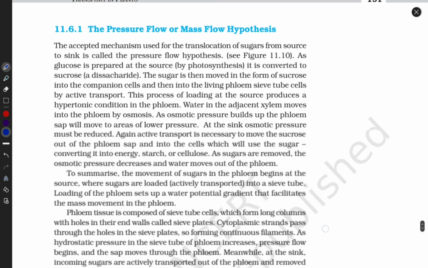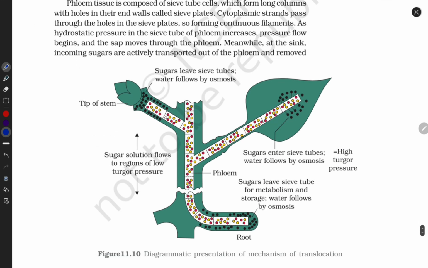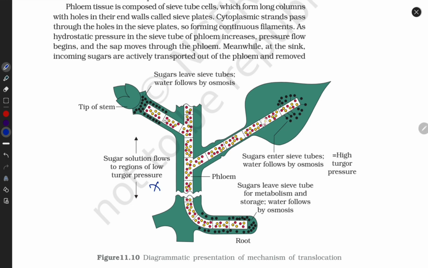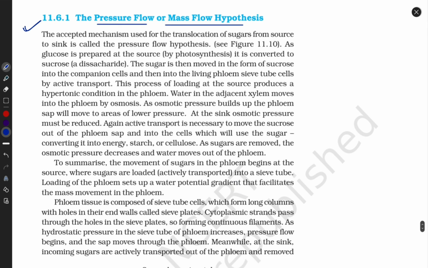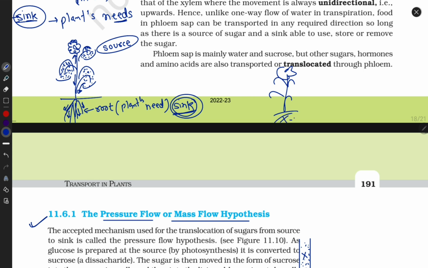Let's understand the next topic. There is a hypothesis, the pressure flow or mass flow hypothesis. You will understand it better by a diagram. Wait, I'll make it for you. Look at me, guys. We know there is xylem. What does xylem do? It has water, and it transports water and minerals throughout the plant. Here is a plant. This is the root, and at this time the root works as a sink. But if the plant body needs water, then the root works as a source because it has lots of water. And here the leaf works as a what? It works as a sink because the plant leaf can't make its own water.